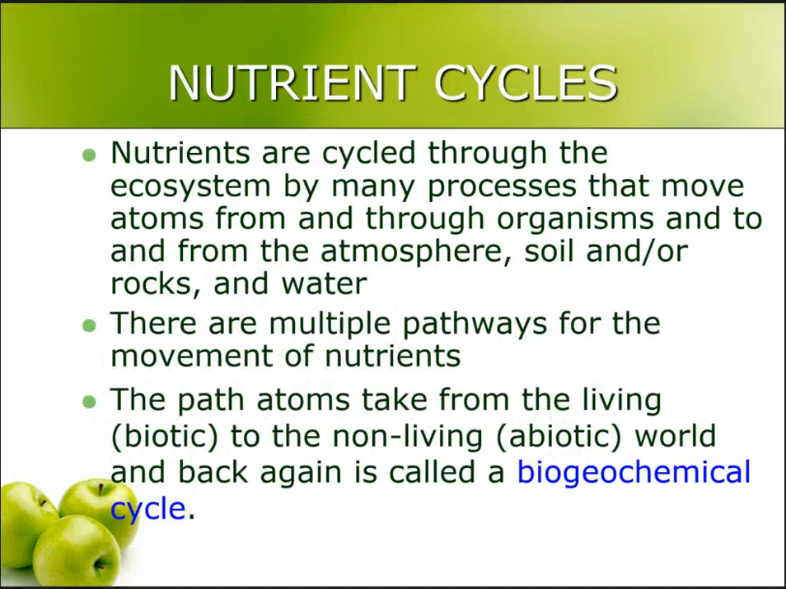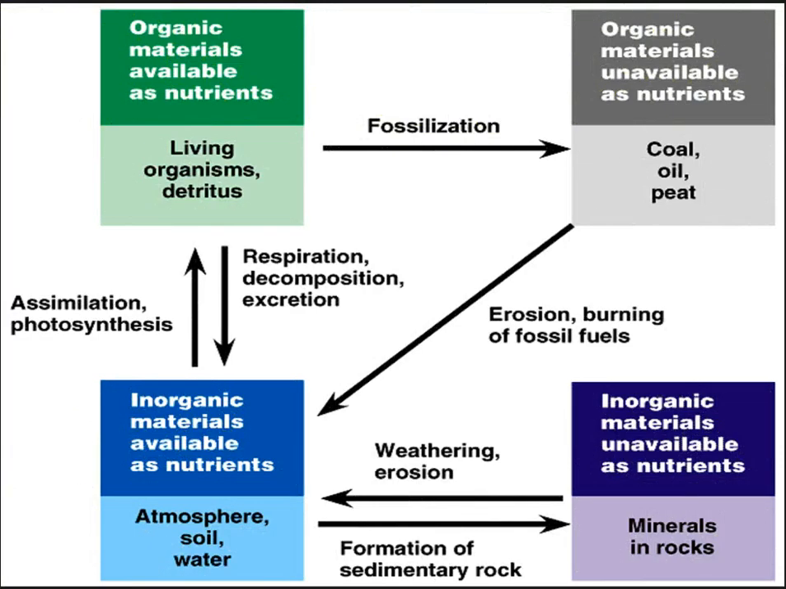Okay, now nutrient cycles. The pathways that all of these elements take going through the ecosystem is called a biogeochemical cycle, because it's involving all three of those arenas, right? Here's just a nice little picture. We're talking about organic available nutrients.